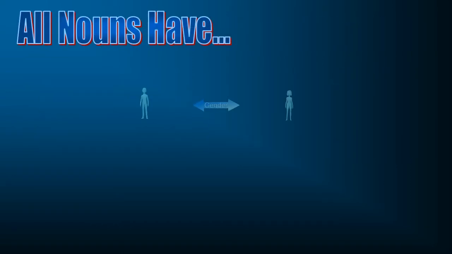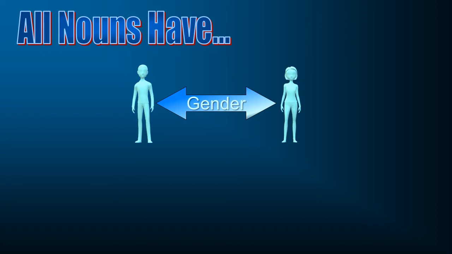Now, all nouns have gender. In English, we have masculine, feminine, and neuter. There is no neuter in Hebrew. In Hebrew, everything is either he or she. There is no it. Even if something isn't, like a book, how can that have a gender? But it will have a gender in Hebrew.